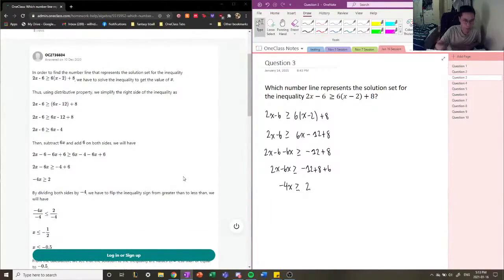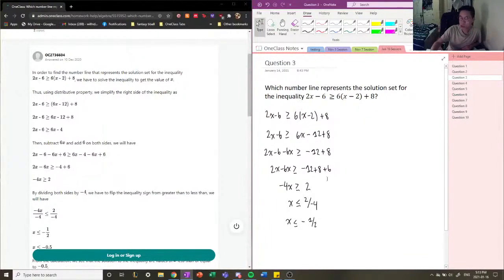Okay? So now we're at this step. We want to get rid of negative 4, right? So we're going to divide both sides by negative 4. And there's a rule with inequalities: whenever you're dividing or multiplying by a negative number, you have to flip your inequality sign. So we're going to flip our inequality sign because we're dividing by negative 4. It's going to be 2 divided by negative 4, so x is less than or equal to negative half.